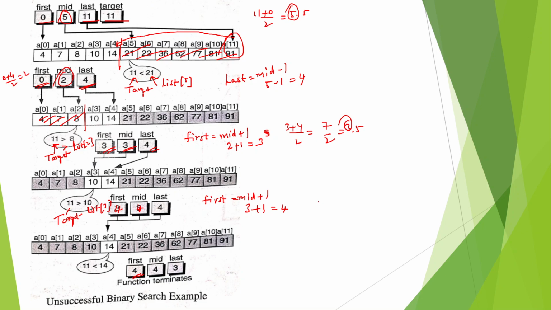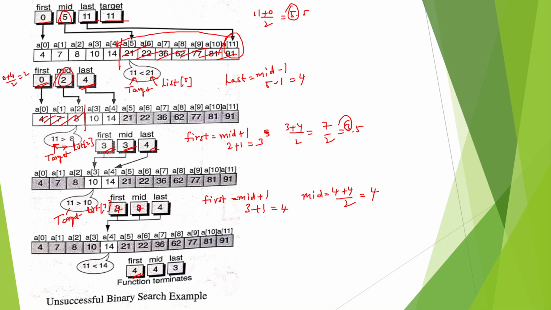Then you calculate the new mid. Mid will become what? Mid is first plus last divided by 2. So 4 plus 4 divided by 2. It is 8 by 2, so it will become 4 only. So your mid is also 4. First 4, mid 4, last also 4. There is a mistake here. All 3 will become 4.